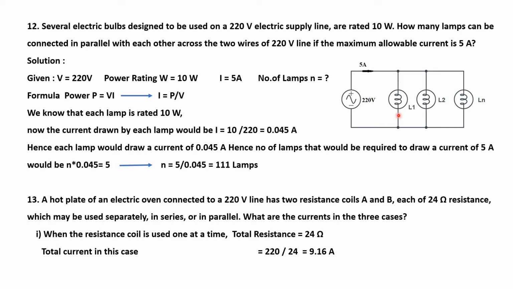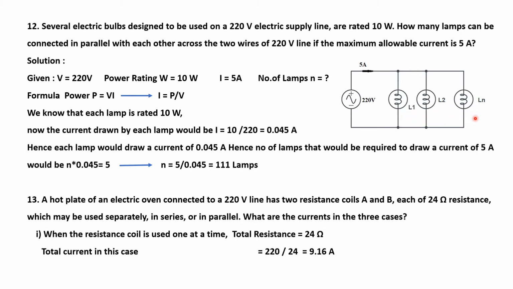The formula relating power P, voltage V and current I is power P is equal to voltage V into I. So from this we get the value of I to be I is equal to P by V. So the current drawn by each lamp would be I is equal to the power rating 10 divided by the voltage 220, which is equal to 0.045 amps. So each lamp is going to draw a current of 0.045 amps.